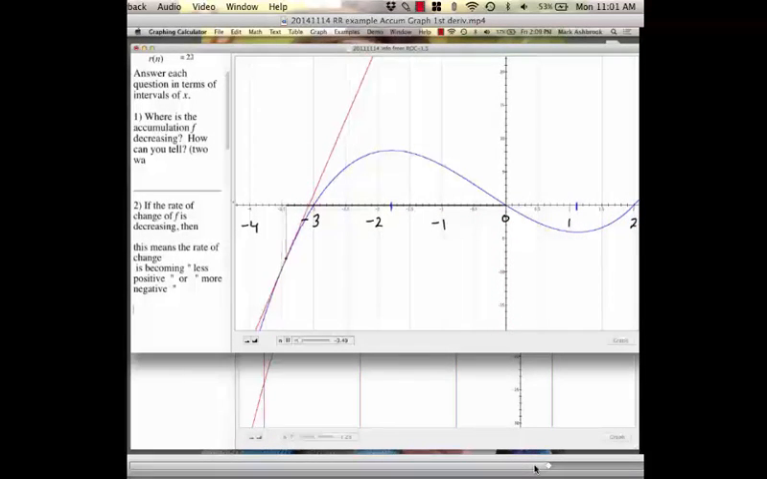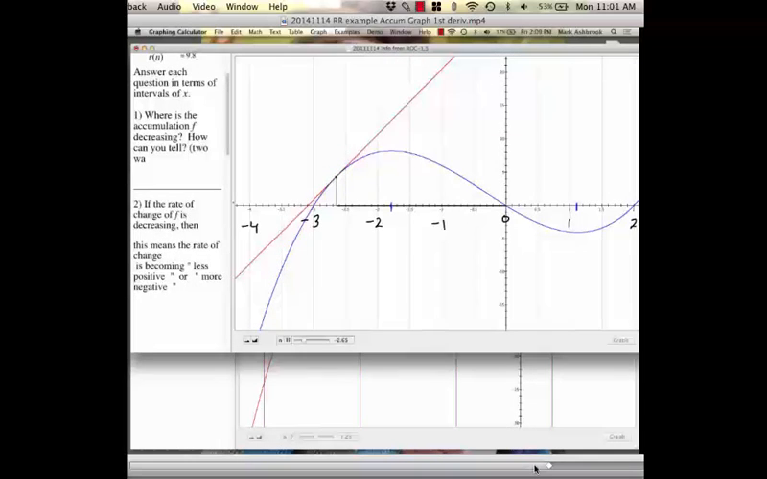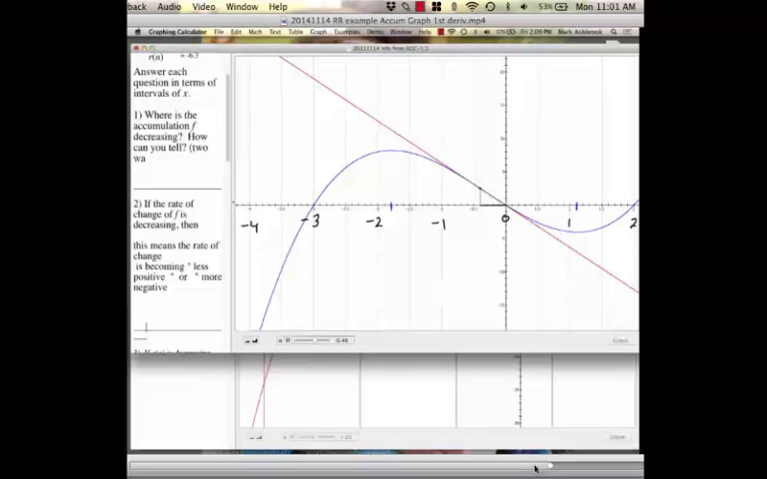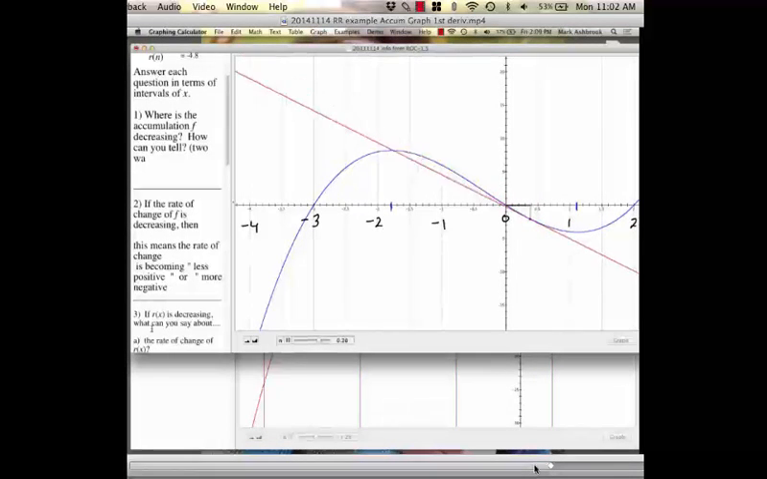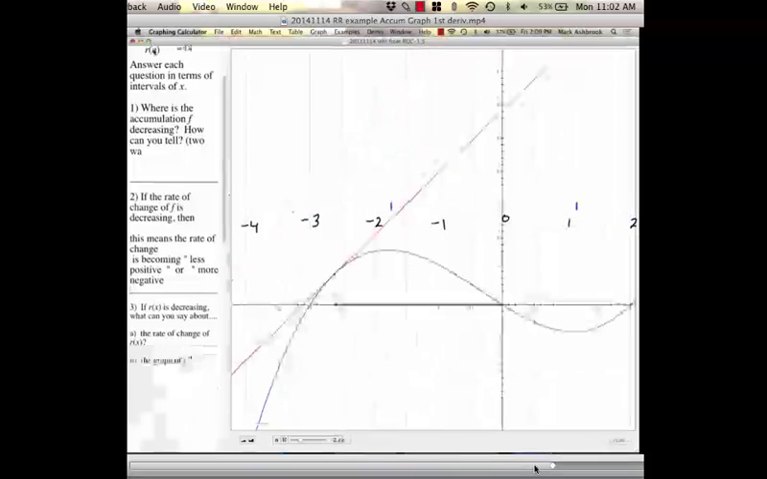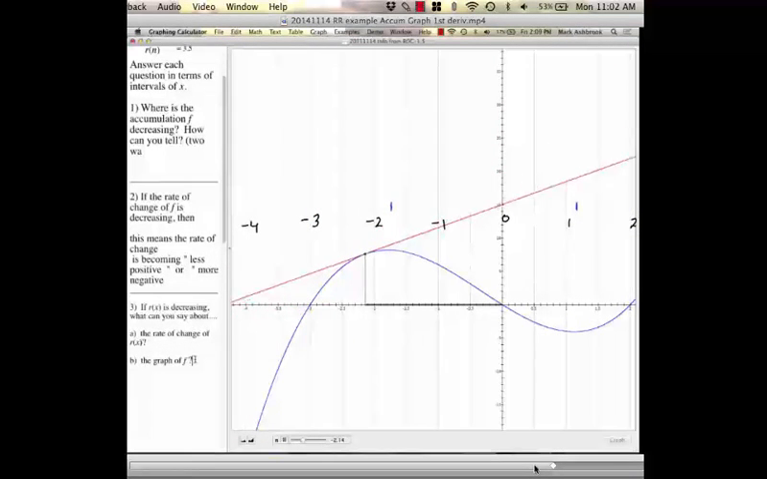I hear a lot of conversations kind of getting off track. Where's the rate of change decreasing? Take another minute. We're talking about the rate of change decreasing. Starting at negative 2, maybe, and then it's also decreasing. There we go.